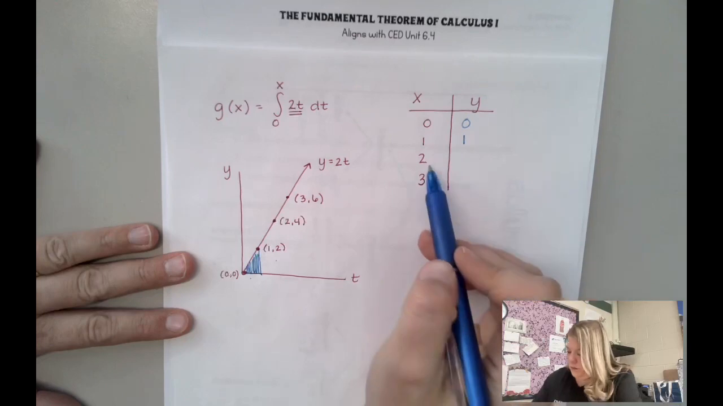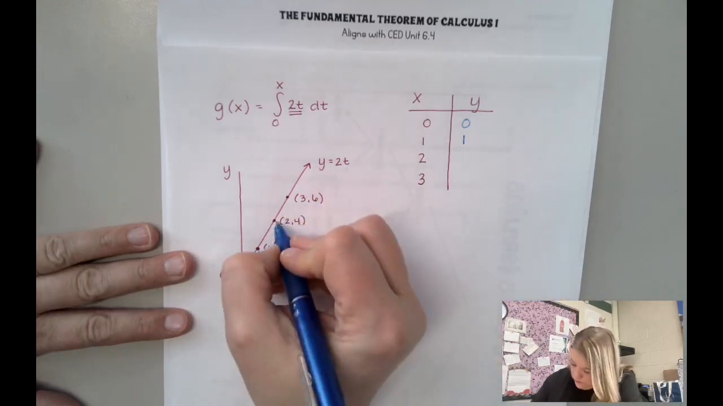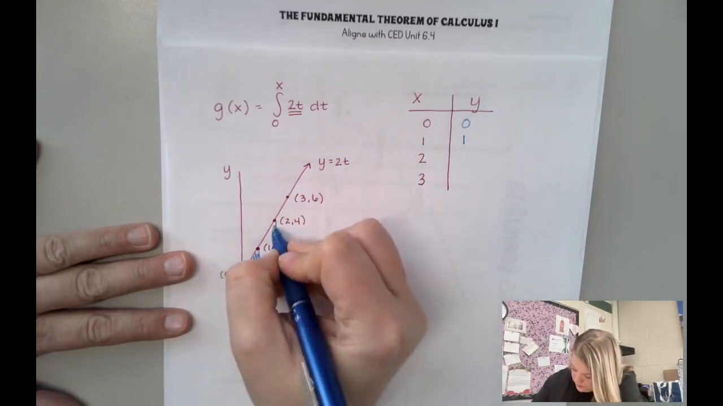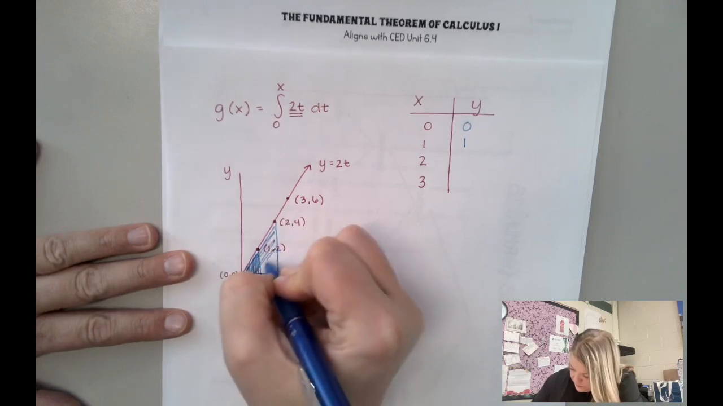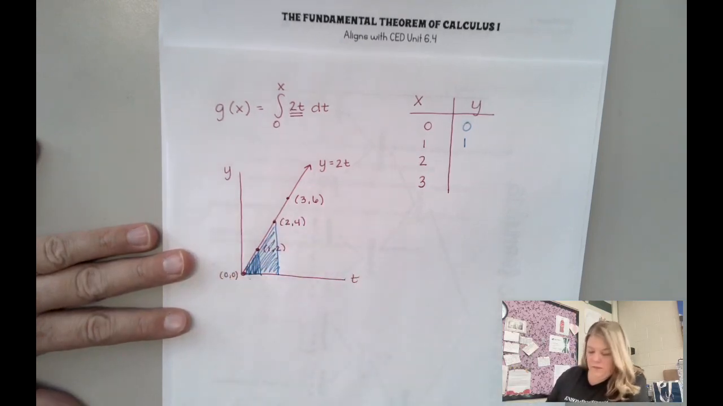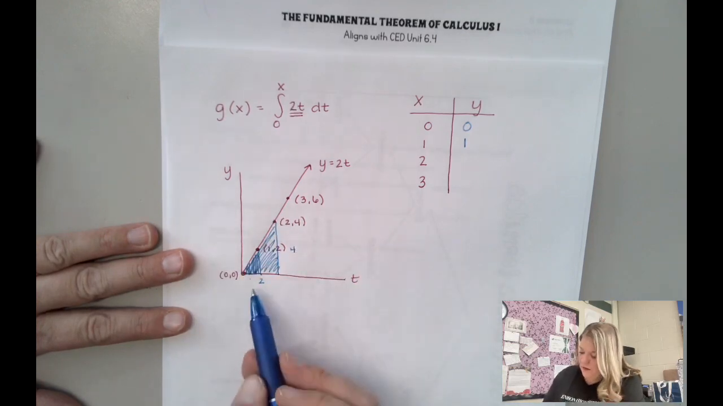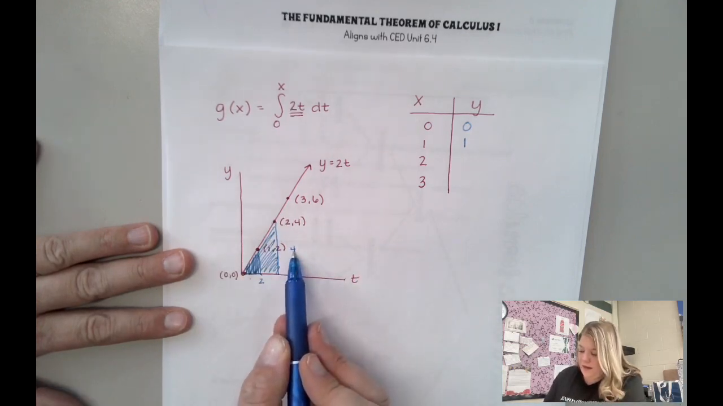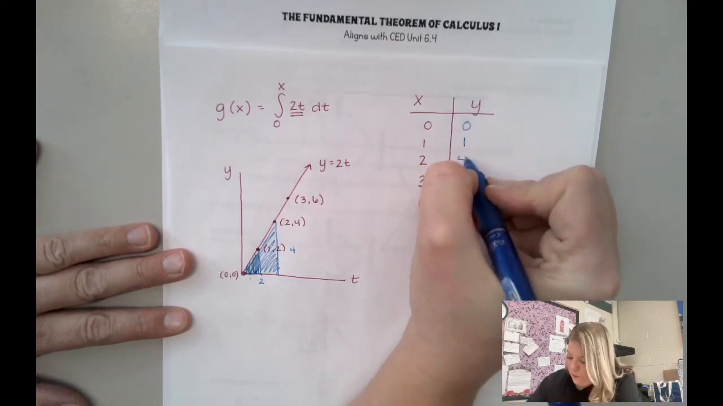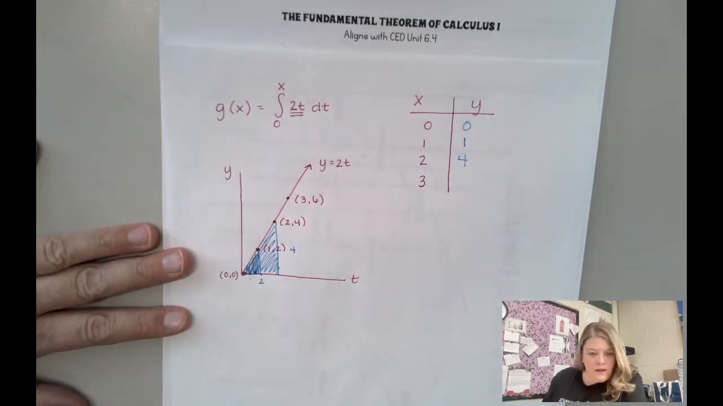Okay, what about my area at 2? So that would be this whole triangle, all of this. Okay, so now I have a base of 2 and a height of 4. So I'm going to go 2 times 4 is 8, and then divide that by 2, and that's 4. And I'll do one more.